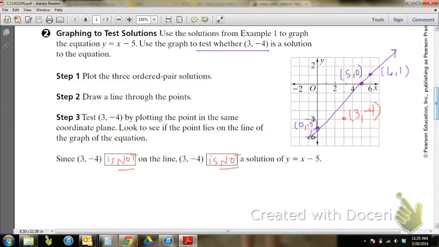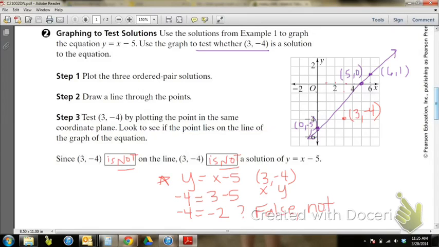Now, you don't need to graph the line to be able to tell. Here's how you can do it. If your equation is y equals x minus 5, and they give you the point 3, negative 4, well, I know that 3 is my x, and negative 4 is my y. So I'm going to plug these numbers into the equation. So instead of y, I'm going to put negative 4, and instead of x, I'm going to put 3. And now I just do what I can. 3 minus 5 is negative 2. Does negative 4 equal negative 2? No. This is false. So it is not a solution.